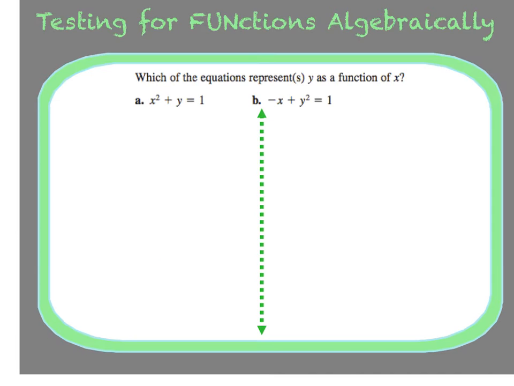All right. This one. Which represents y as a function of x? And what that means is which one is a true function? All right? And I'll give you the cheat codes afterwards. All right? So this one, I have x squared plus y is equal to 1. Let's solve for y. How do I solve for y? I subtract x squared. So then I get y is equal to negative x squared plus 1.